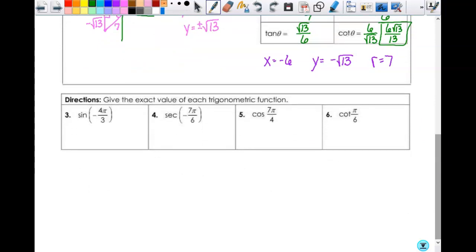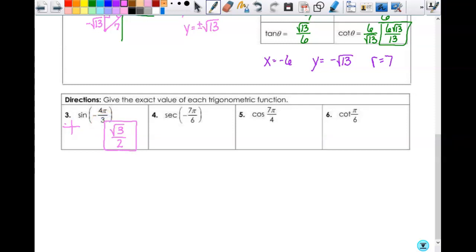All right, let's look at our exact trig functions. So I have sine of negative 4 pi thirds. Okay, so using my hand trick, I know that the sine of a pi thirds angle is square root of 3 over 2. Then I have to decide if it's positive or negative. Negative 4 pi thirds goes this way, and I end up in the second quadrant. In the second quadrant, sine is positive, therefore this is my answer.